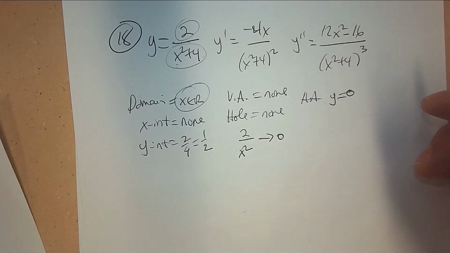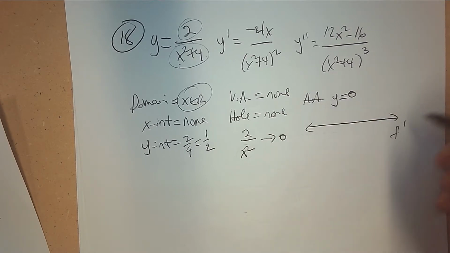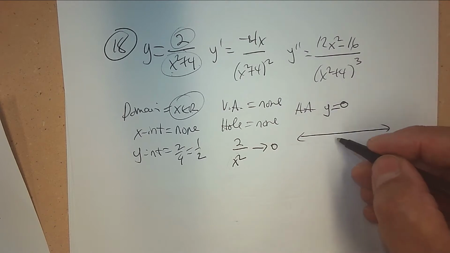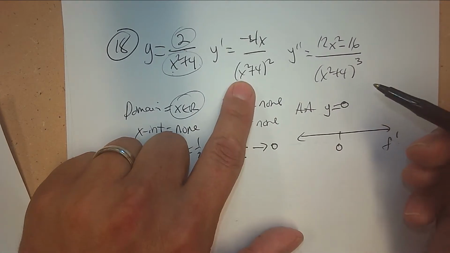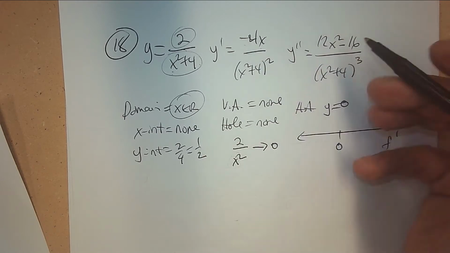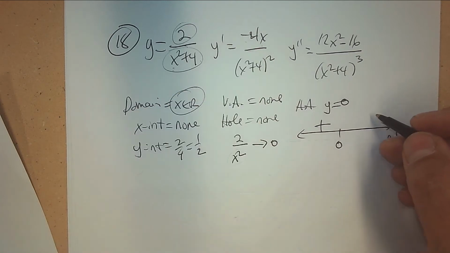Draw first and second derivative number line. So you have a first derivative number line. What makes the top 0 is x equals 0. Nothing makes the bottom 0. And then plug in a number. If I plug in a negative number, a negative times a negative is positive. If you plug in a positive number, a positive times a negative is negative.